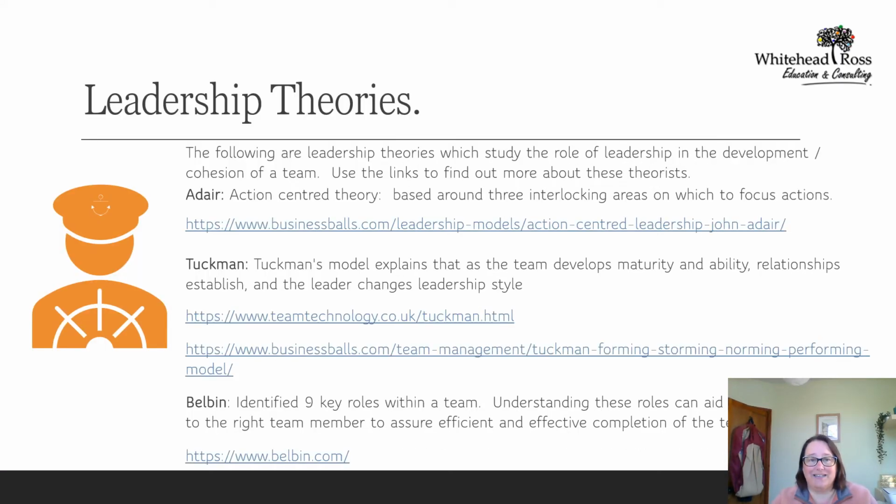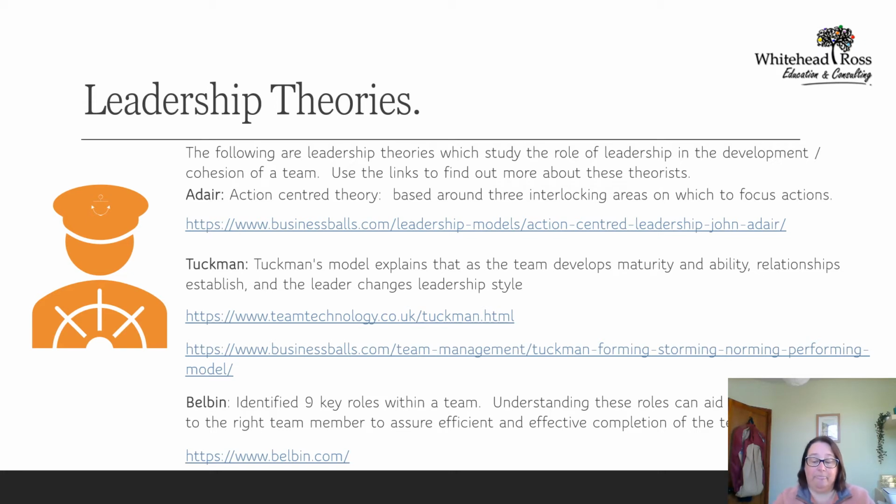For a good pass at this criteria, you need to link in those aspects to potentially leadership theorists and how they help develop cohesion within a team. So I've pulled out 3 key theorists for you to have a look at, and there are some links here for you to have a look at these in a little bit more detail, but I'll just quickly go through each of them so you've got a little bit more idea of what's going on.